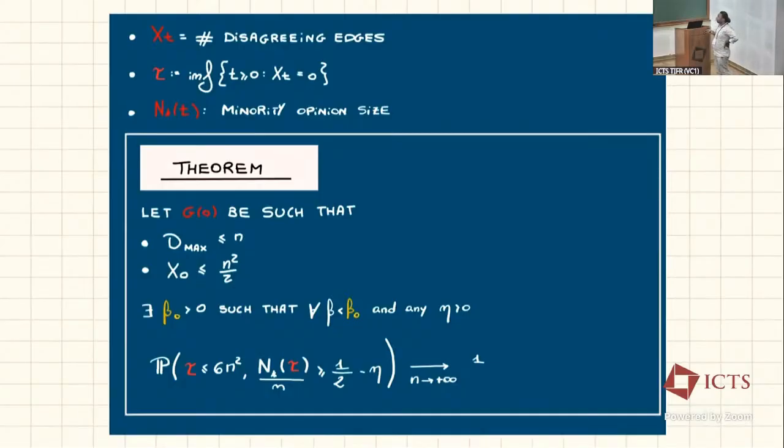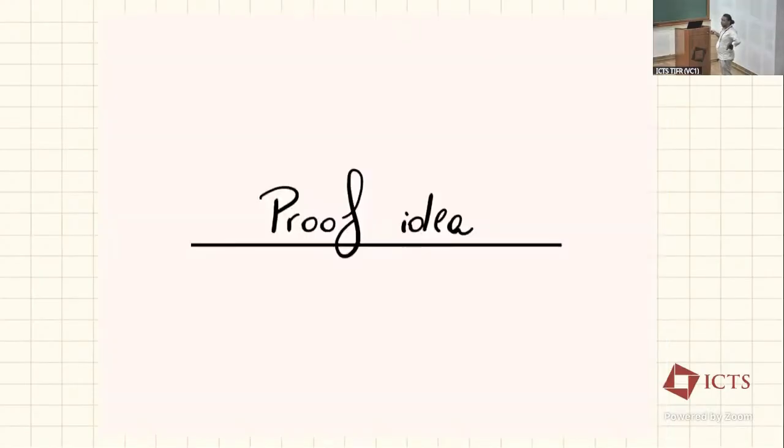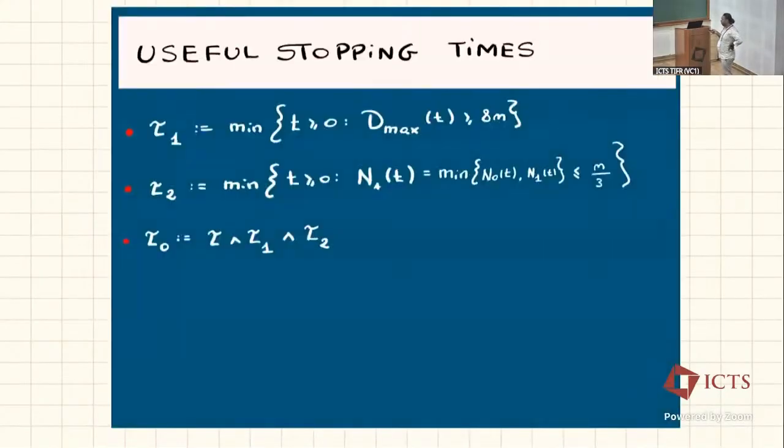So the proof of Basu and Sly is very robust in the sense that as long as their initial graph satisfies these two conditions, the same result still holds. D max is linear in n, it's order of n. Okay. So we will give a brief proof idea.